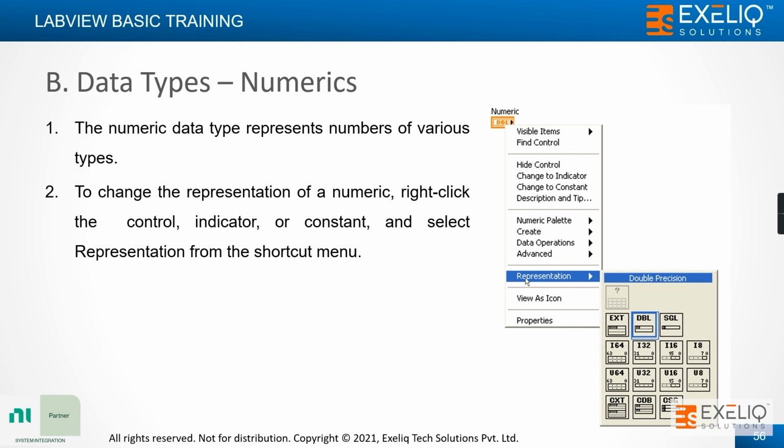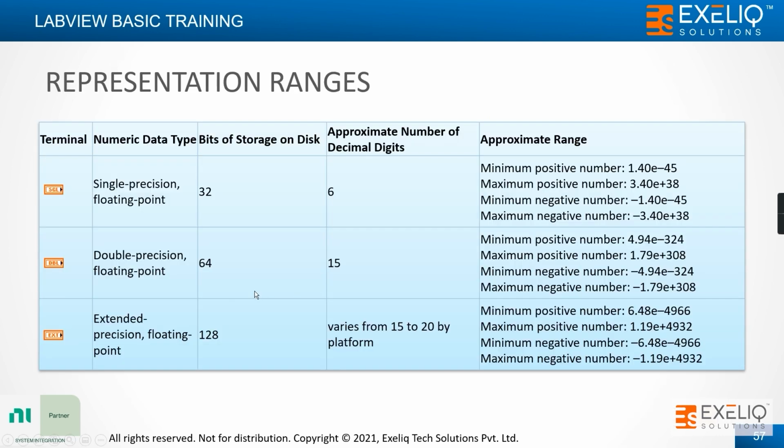On this menu option, you have something known as representation. In representation, we have multiple types of ranges that we can denote to numeric. If you browse through this, you will find initially single precision floating point, DBL, which is double precision floating point, and then extended precision floating point. But you should be aware that every range has some pros and cons in such a way that the higher the limit or the higher the range, the more memory it takes on the disk.